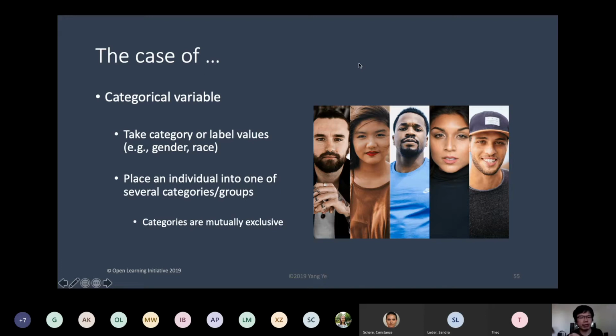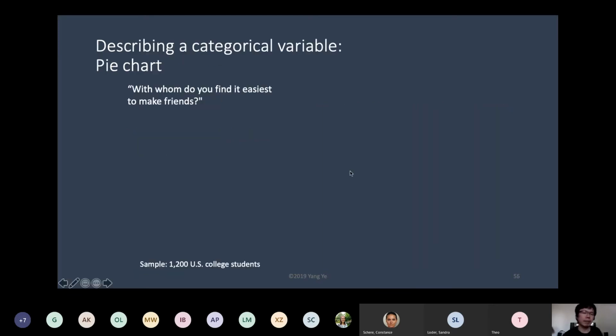And it places each unit of analysis, let me put it this way, into one of the categories. And the categories should be mutually exclusive, which means that if you are in one group, you cannot be in the other group. So it cannot be ordered or ranked. It doesn't have any meaning. You cannot say male is higher than female or vice versa. Doesn't make any sense. It's just categories. And depicting a categorical variable is simple, right?